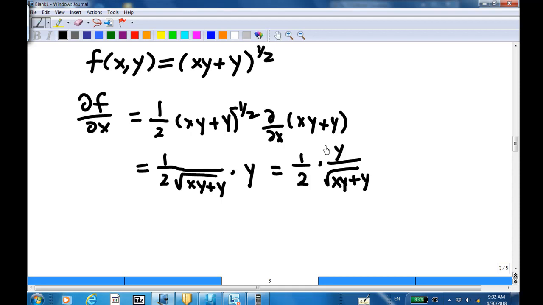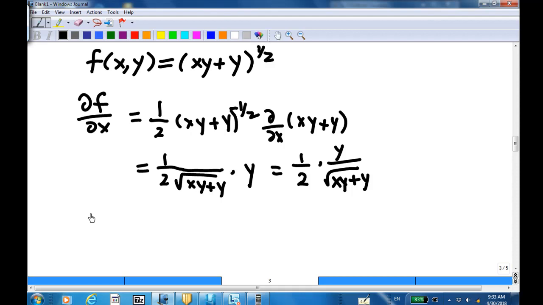Notice that when you do partial differentiation with respect to x here, we keep y constant. Therefore, differentiating xy with respect to x, you get y. And differentiating y with respect to x, you get 0.